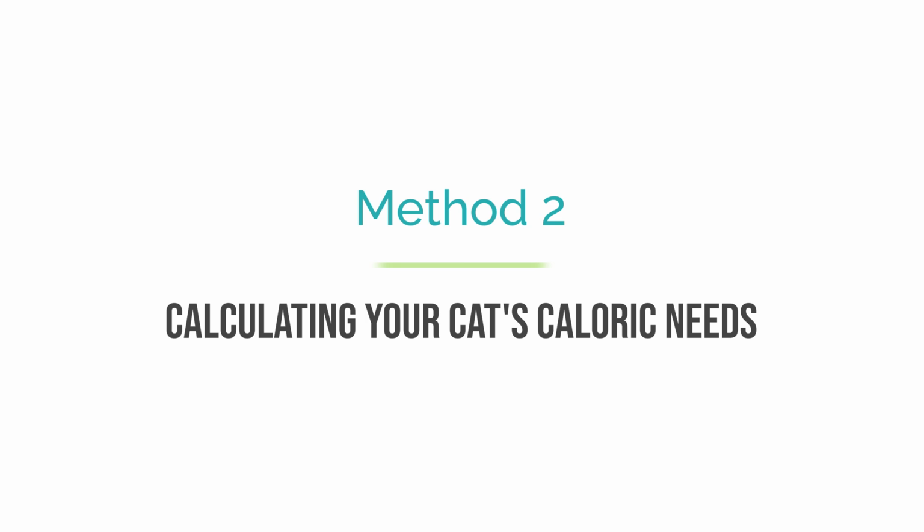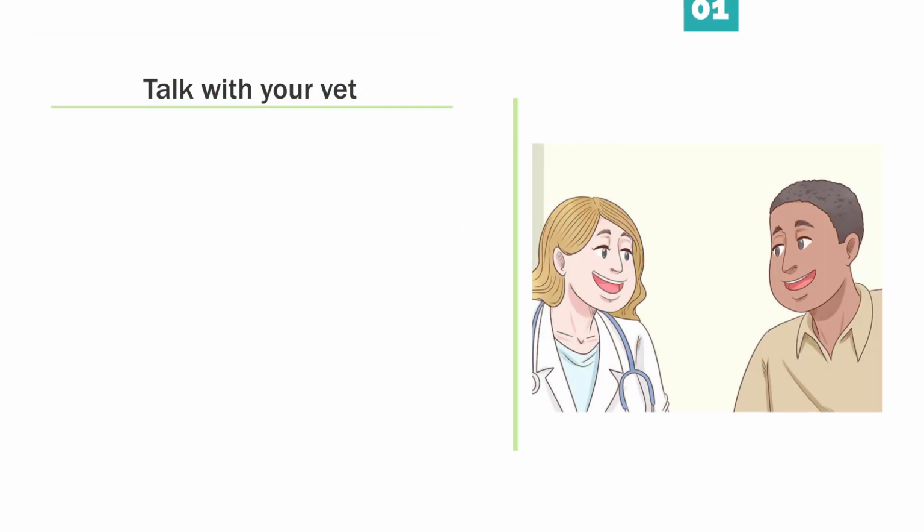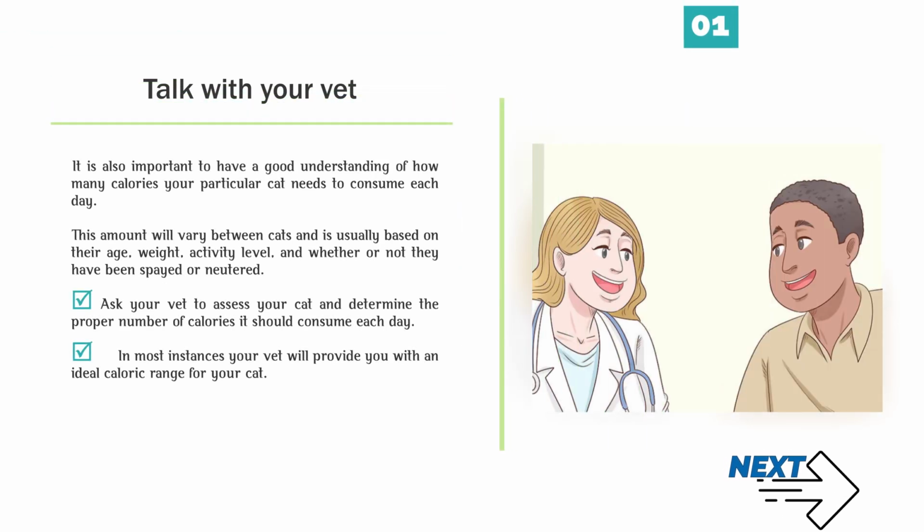Method 2. Calculating your cat's caloric needs. Number 1. Talk with your vet. It is also important to have a good understanding of how many calories your particular cat needs to consume each day. This amount will vary between cats and is usually based on their age, weight, activity level, and whether or not they have been spayed or neutered. Ask your vet to assess your cat and determine the proper number of calories it should consume each day. In most instances your vet will provide you with an ideal caloric range for your cat.